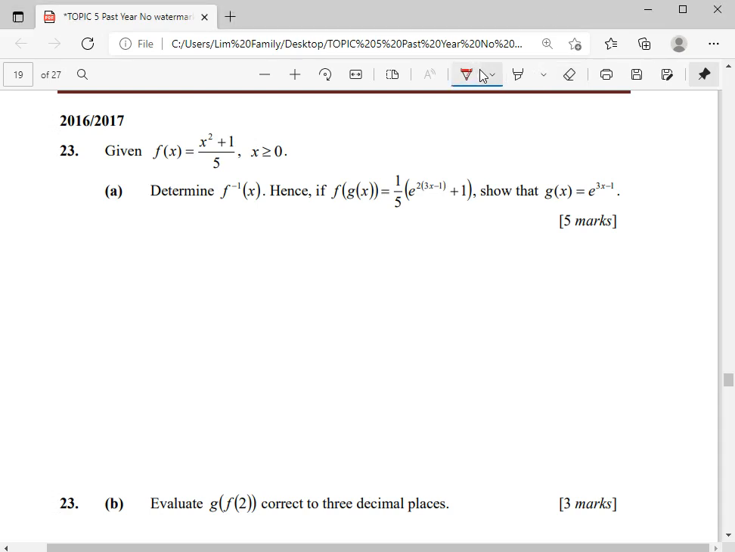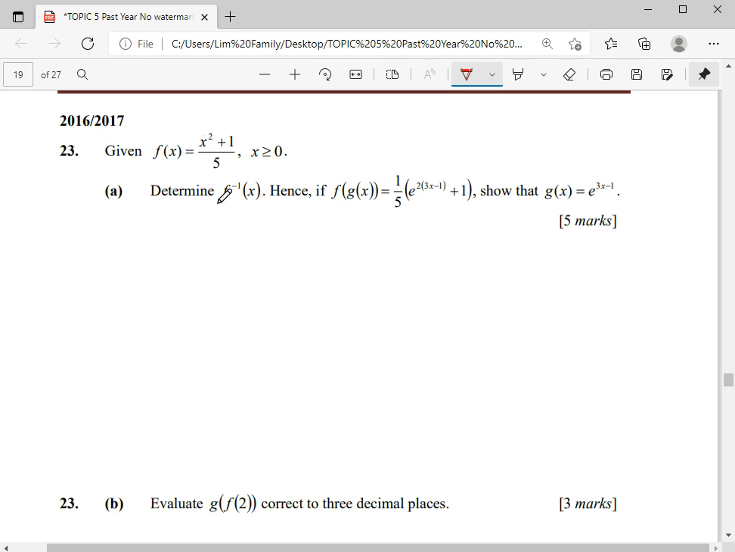So let us see 23. Given that a function is f(x) = x squared plus 1 over 5, this is a quadratic. Alright, this is a quadratic, this is not a rational. Rational, it should have an x at the denominator part.